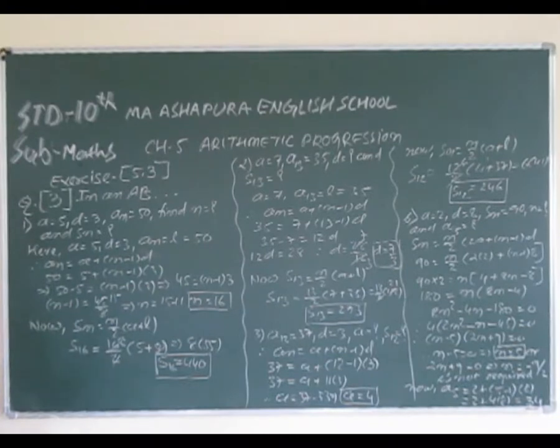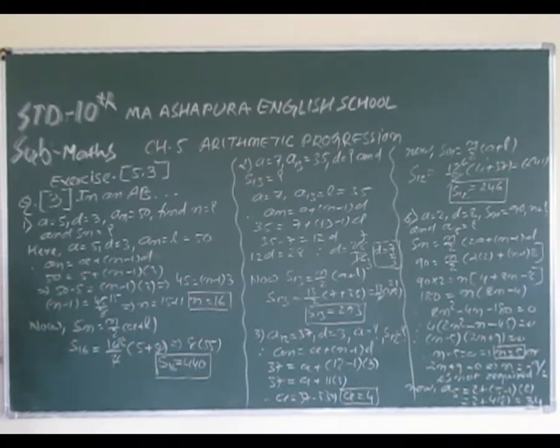Now we know that nth term formula is an is equal to a plus n minus 1 into d, where a is called the first term, d is called the common difference, and an is called the last term here. So substitute the value in the formula. an is equal to 50, a is equal to 5, plus n minus 1 into d is equal to 3, and we get 50 is equal to 5 plus n minus 1 into 3.